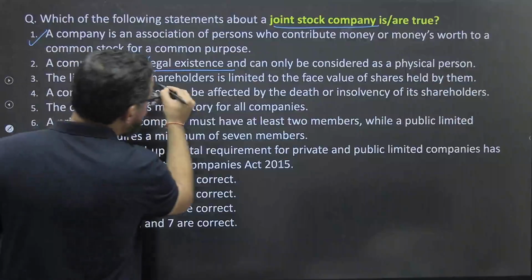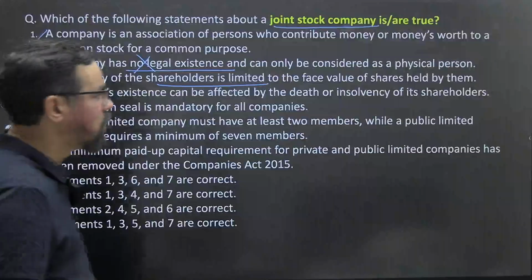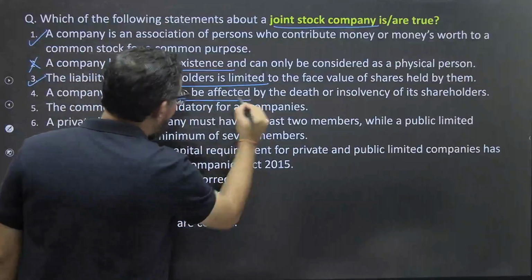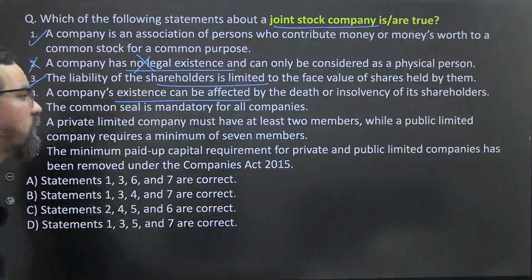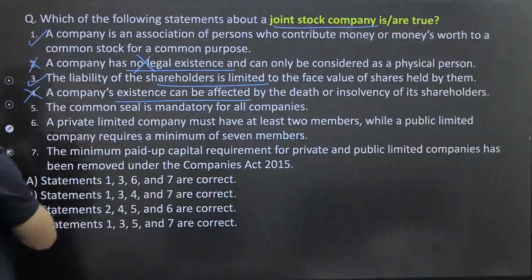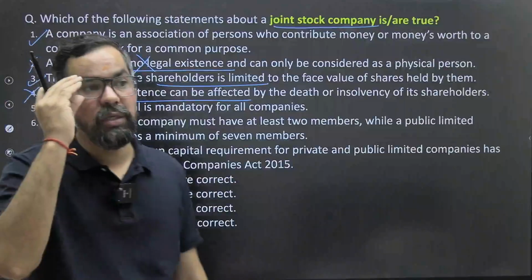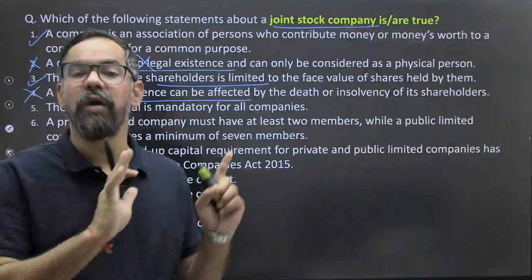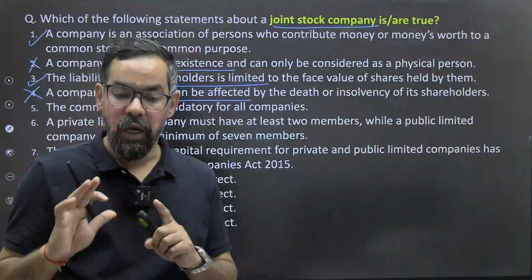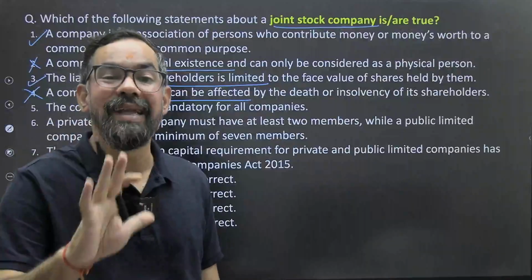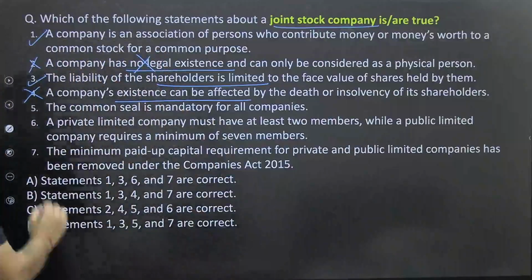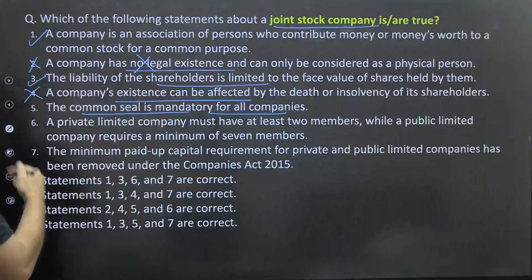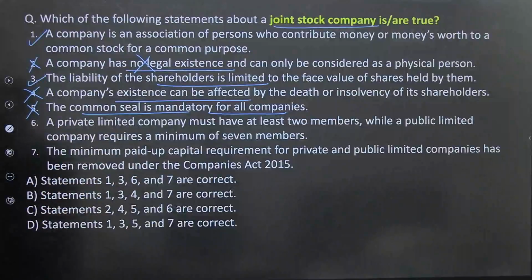The liability of shareholders is limited to the face value of shares held by them. 100% true. A company's existence can be affected by the death or insolvency of the shareholders. No, this is also wrong. There is one feature called perpetual succession, right? So the death or insolvency of a proprietor does not affect the life of the company. We will be discussing all these in detail. Common seal is mandatory for all companies. Not for all companies, though it is mentioned as mandatory for all companies.